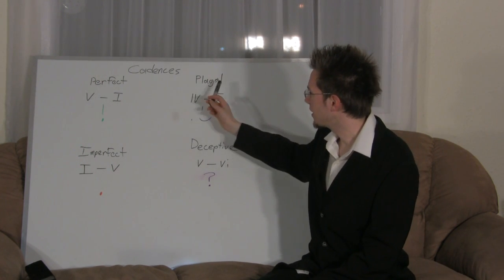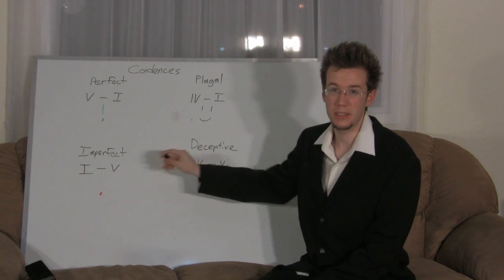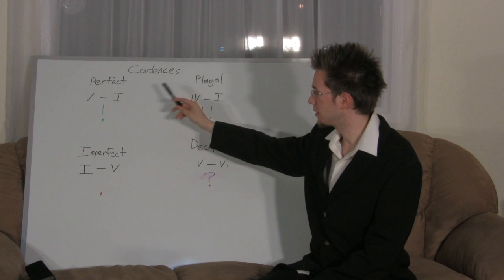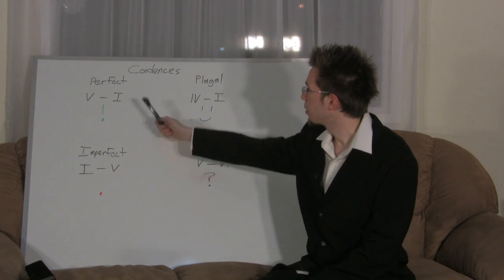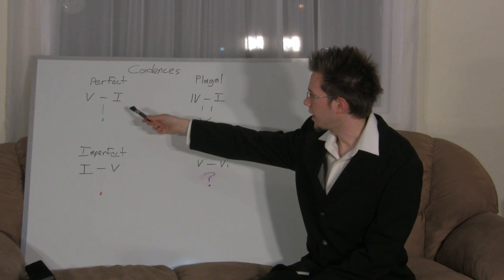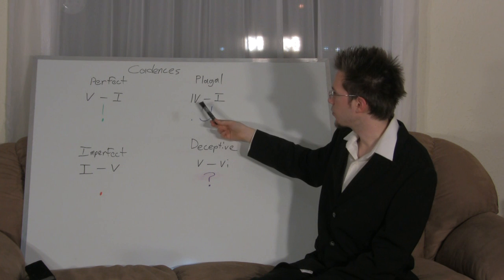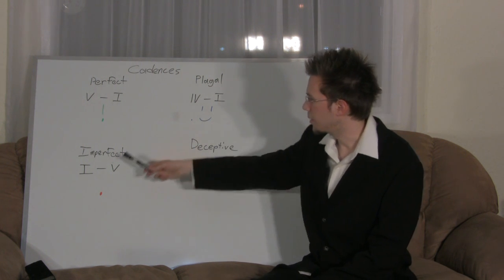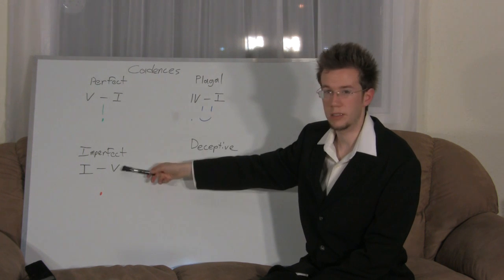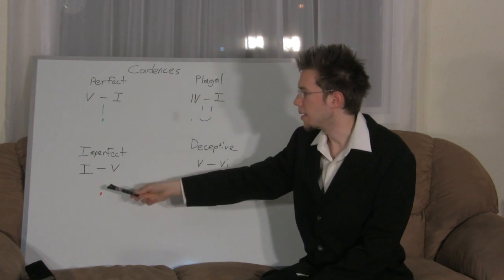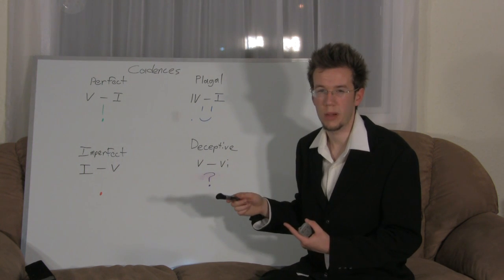So perfect, plagal, imperfect, deceptive. Now these two right here, we're not going to go into detail on how to draw them, but we are going to cover perfect and plagal. So basically, perfect is V to I, that's Roman numerals, 5 to 1. Plagal is 4 to 1. Imperfect is 1 to 5. Notice how it's an inversion of this. So perfect is 5 to 1. Imperfect is 1 to 5. So they've swapped them.